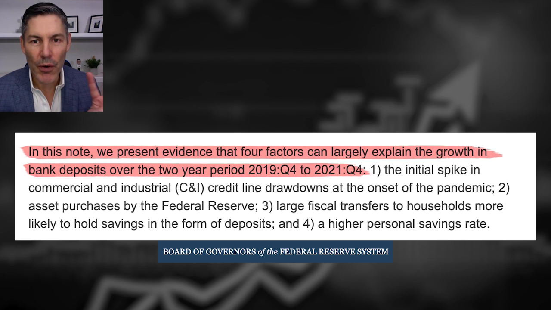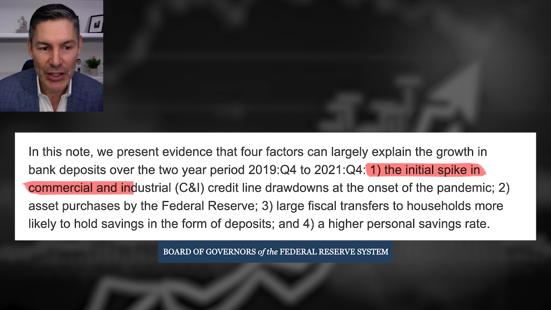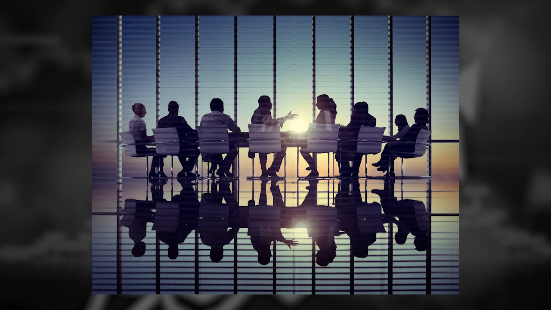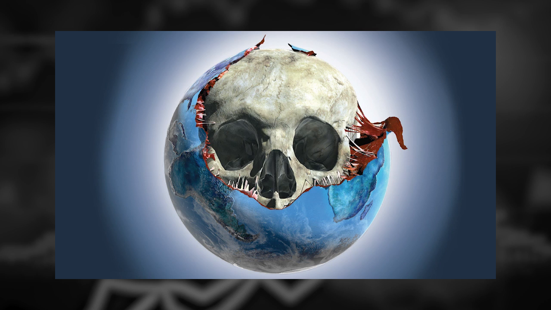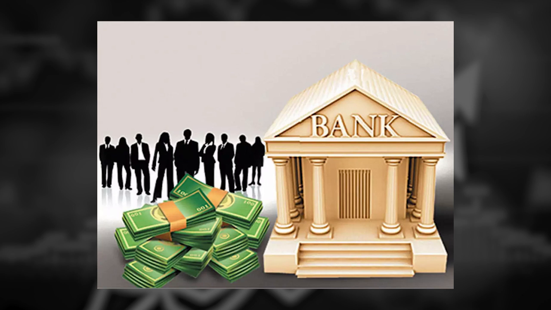So here they give the 4 things that they believe led to this spike, and we're going to focus on 2 of them because I think they're by far the most important. So first, the initial spike in commercial and industrial credit line drawdowns at the onset of the pandemic. So this means that businesses were freaked out because they thought the world was ending, and so they went to their bank and said, hey, I need as much cash as possible.